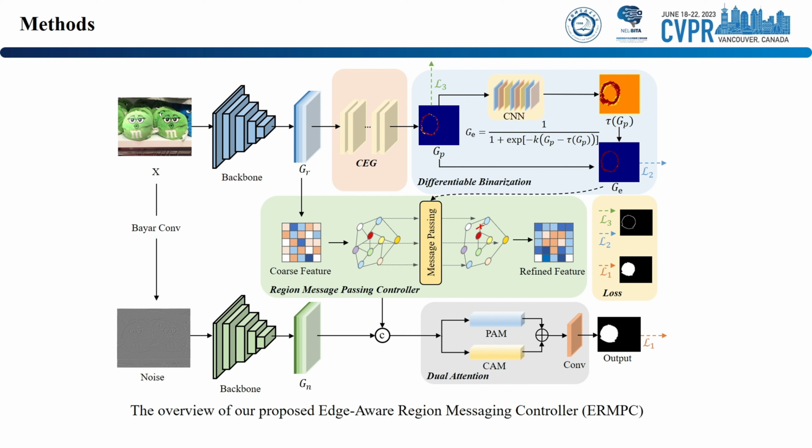Then, the coarse features extracted from the RGB branch are converted into edges through the edge reconstruction block. Meanwhile, guided by the reconstructed edge information, the coarse features are constructed as graph structures. Finally, the RGB features after the graph convolution network are fused with the noise information by dual attention to output the predicted fake localization map.